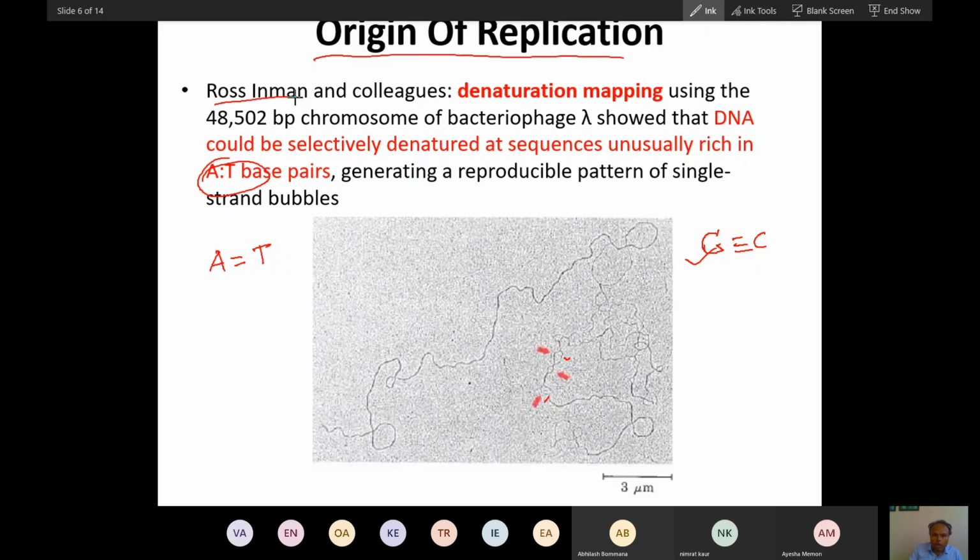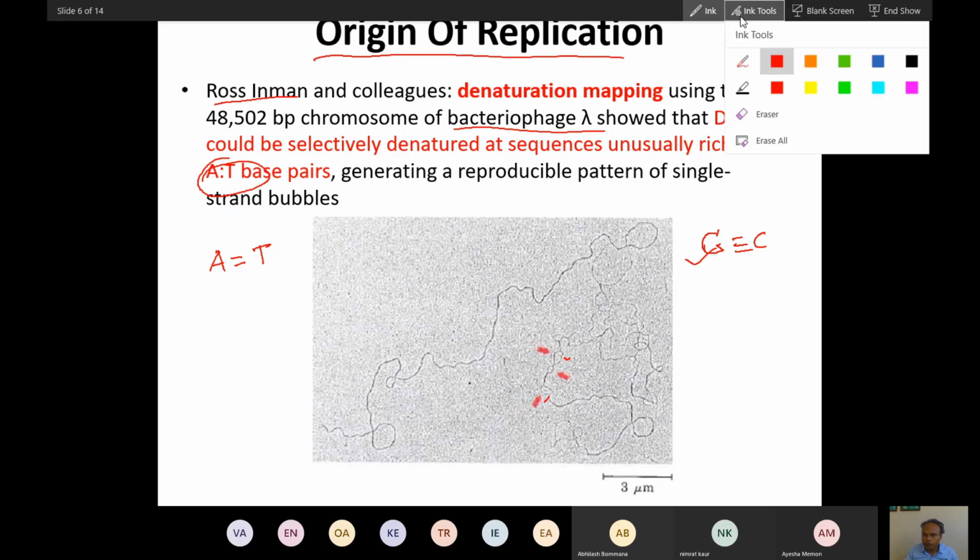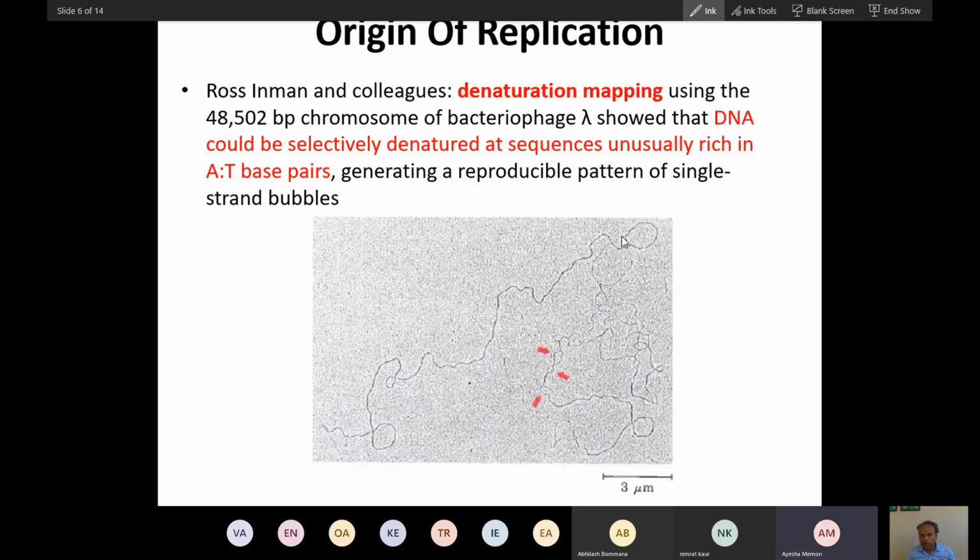Ross and Mann and colleagues found a denaturation map of the chromosome of this bacteriophage, and they found that the separation happens at the region where there is weak base pairing, that is the AT-rich region. Did you get that? Yes, sir.